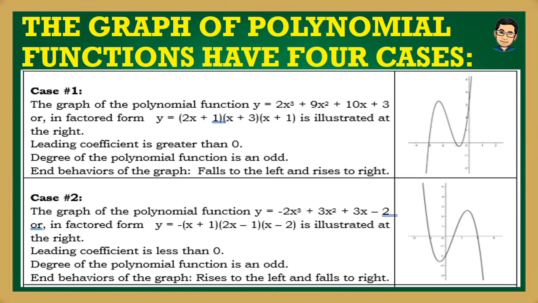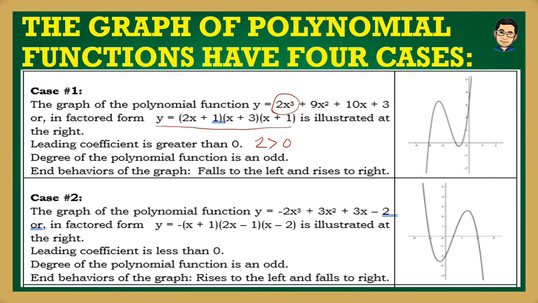So, case number 1. So, the graph of polynomial function y is equal to 2x cubed plus 9x squared plus 10x plus 3. And then, ito yung factored form niya is illustrated at the right. Okay. And then, leading coefficient is greater than 0. So, by the way, ito po yung leading term niya, 2x cubed. Yan. Naka-arrange po yan in standard form. And then, yung leading coefficient niya is 2. And 2 is greater than 0. And then, the degree of the polynomial function is an odd.